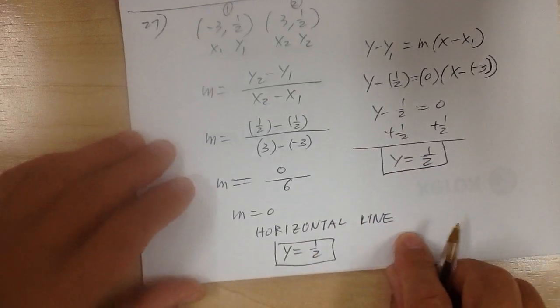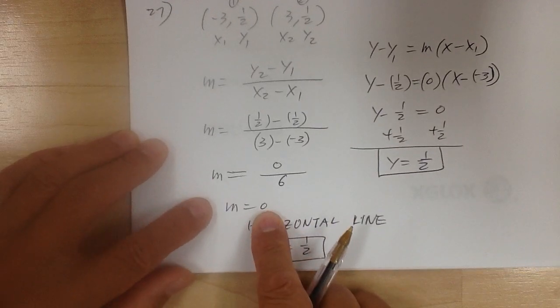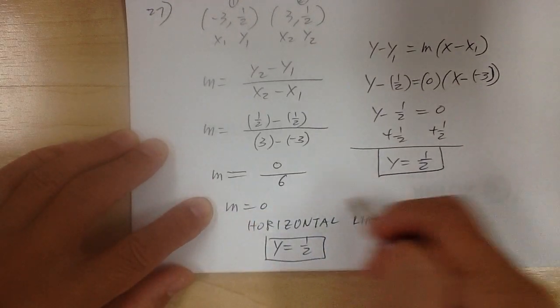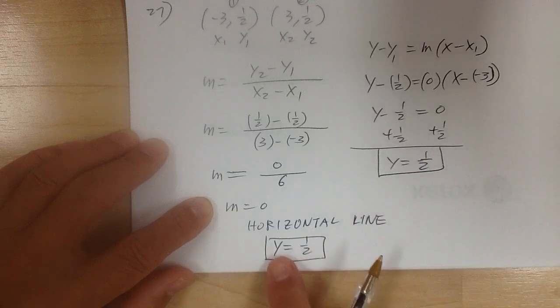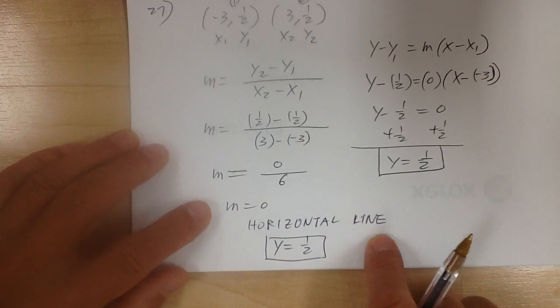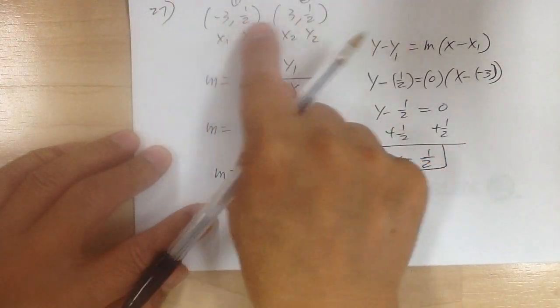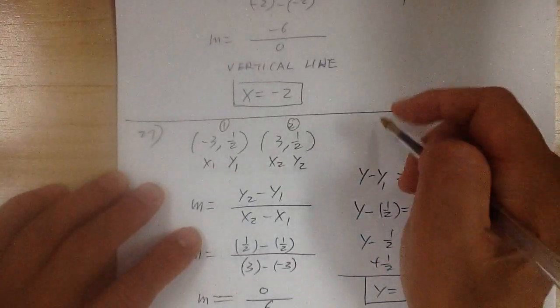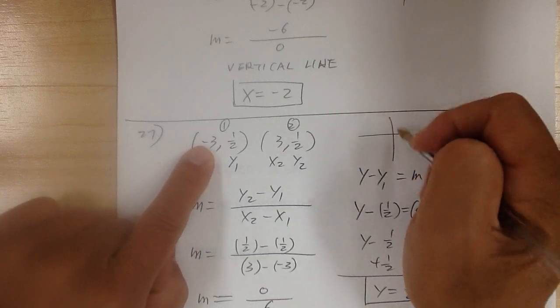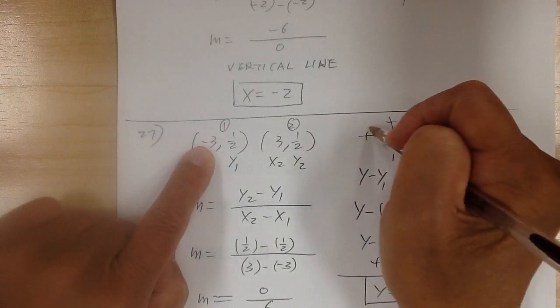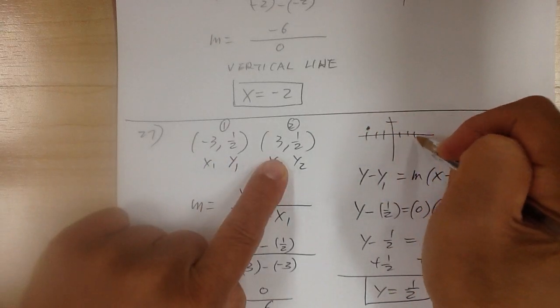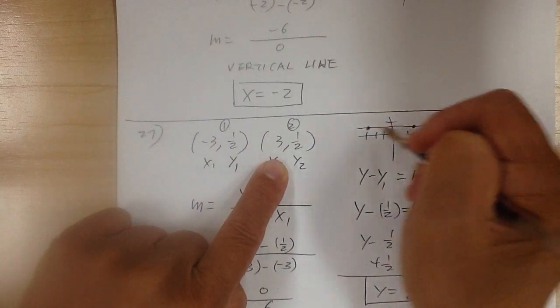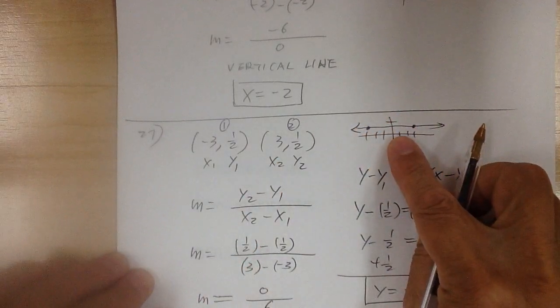But realize that when m equals 0, it means it's a horizontal line, it's going this way, and that means y equal to a number, and you can get the number from here, right? See that y is always 1/2. Again, if you don't see that, sketch it out. So you've got (-3, 1/2) over here, then (3, 1/2) over here, so you can see y equal to 1/2.